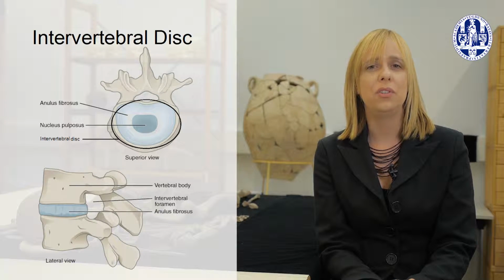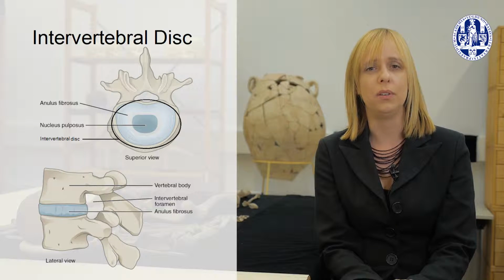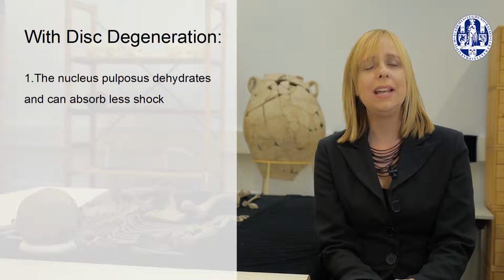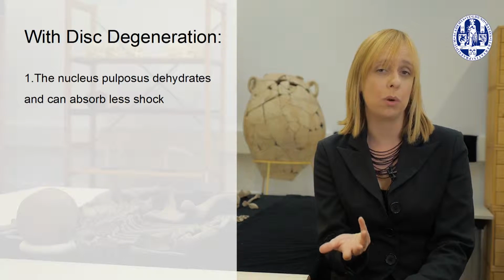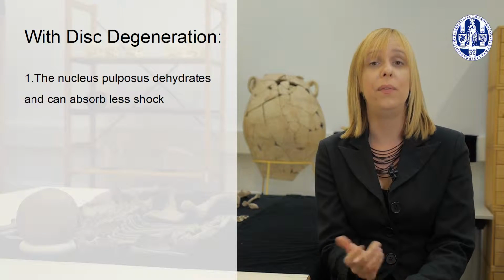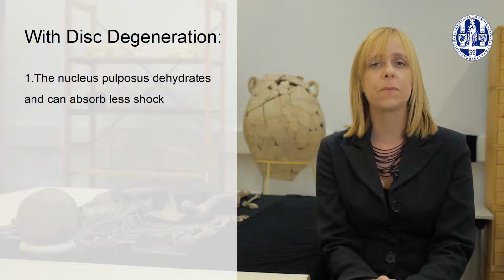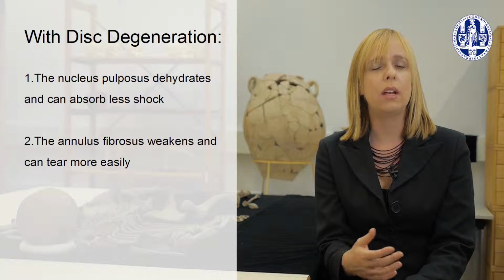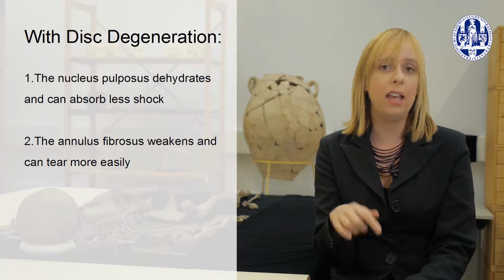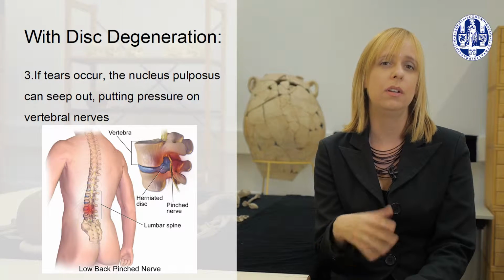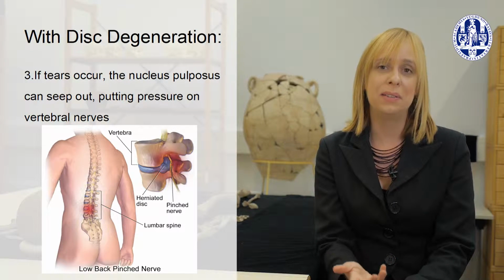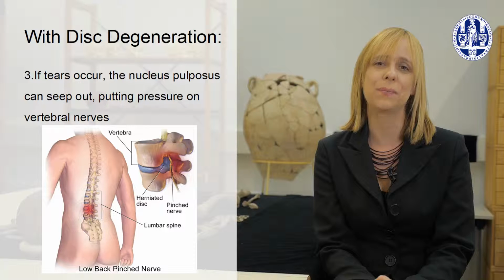The degeneration of this joint looks a bit different than that of synovial joints. With disc degeneration, the nucleus pulposus dehydrates, decreasing its ability to absorb shock. Recall from week 1 the loss of height that comes with age? Well, this is a major contributor to that. The annulus fibrosus becomes weaker and it has an increased risk of tearing. If there are fissures or tears, the inner nucleus pulposus can seep out. This can then put pressure on the vertebral nerves, and this is known as a herniated disc. Some of you probably know it can be quite painful.